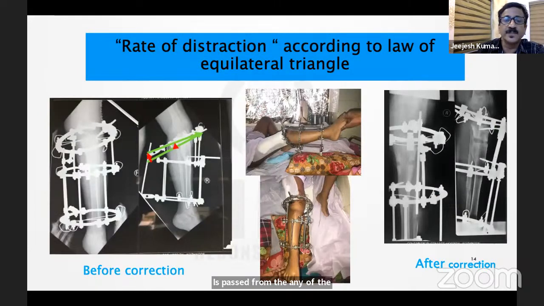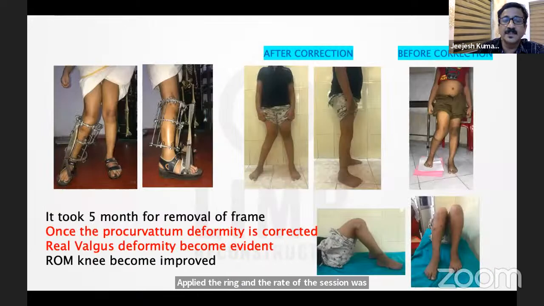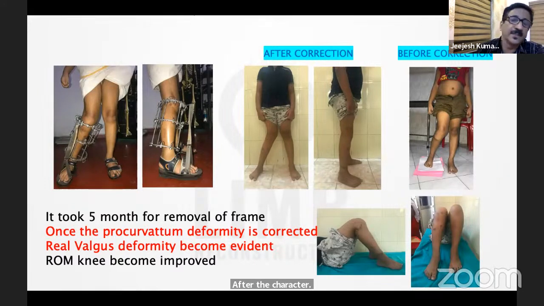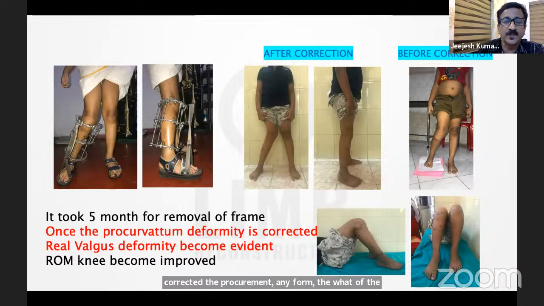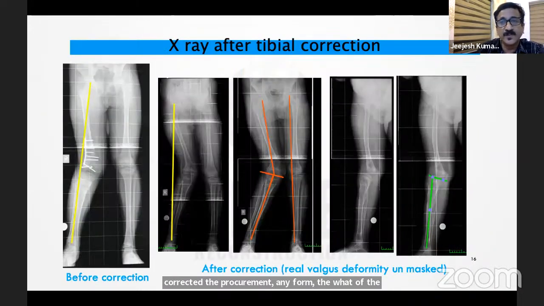So this is what was done to the patient. Applied the ring, and the rate of distraction was calculated according to the law of equilateral triangle. And these are the clinical pictures before and after the correction. As you can notice, how much the valgus has increased. Once we corrected the procurvatum deformity, the unmasked valgus deformity came out. So the valgus deformity is more. If we had corrected the femur first, it would have been undercorrected.